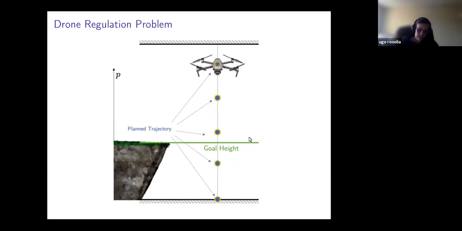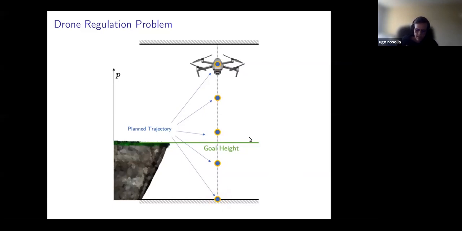And so what's going to happen is that our controller might plan an open loop trajectory that barely keeps the trajectory of the system within our state and input constraints. So here in this case, our last predicted point is exactly on our safe region.